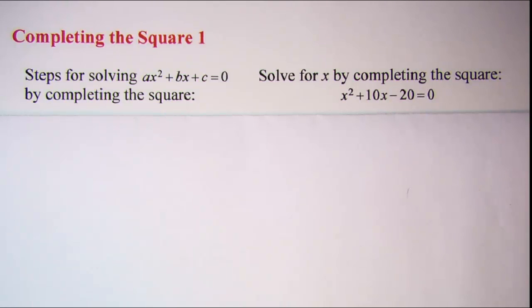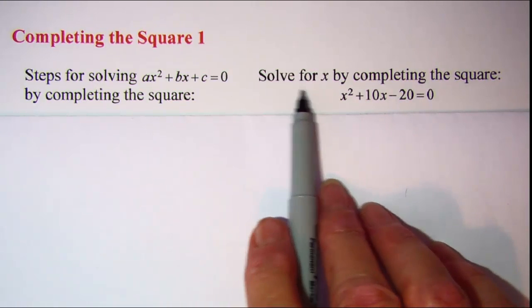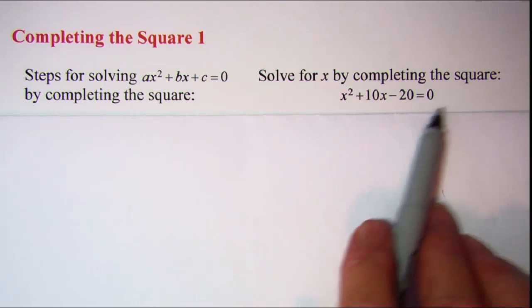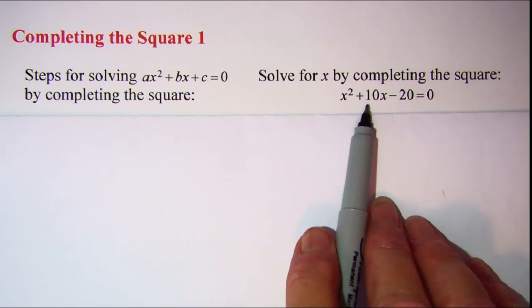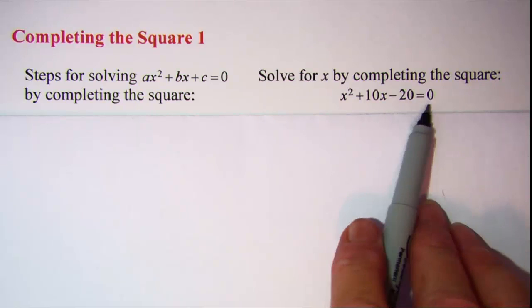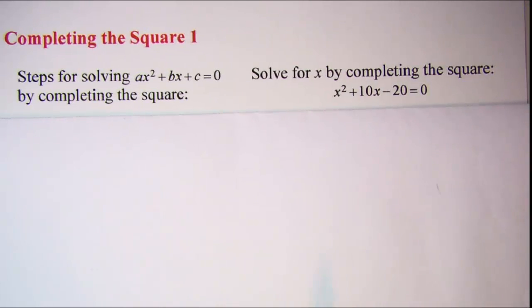In this video, we'll be solving a quadratic equation by completing the square. The problem that I'll be working with is to solve for x by completing the square: x squared plus 10x minus 20 equals 0.